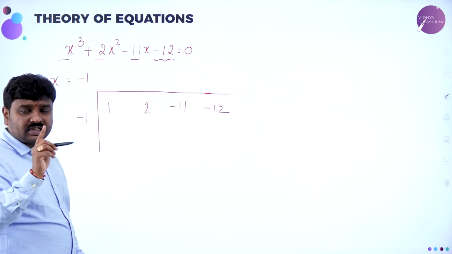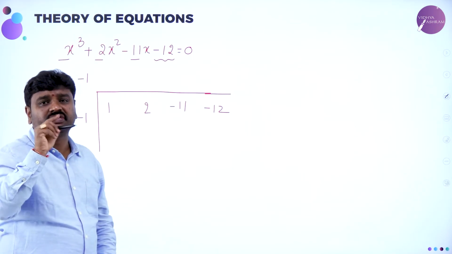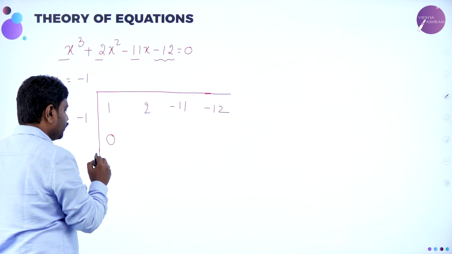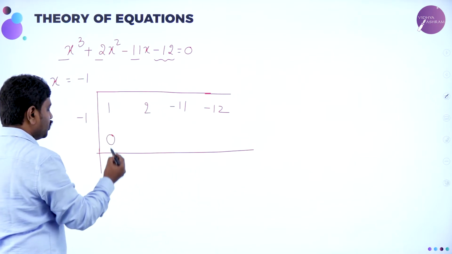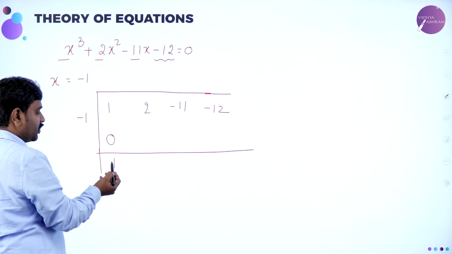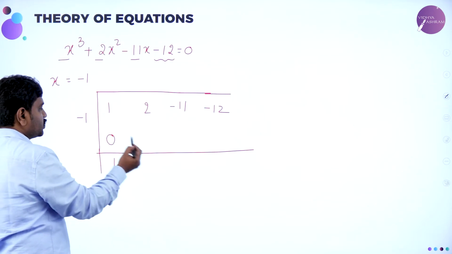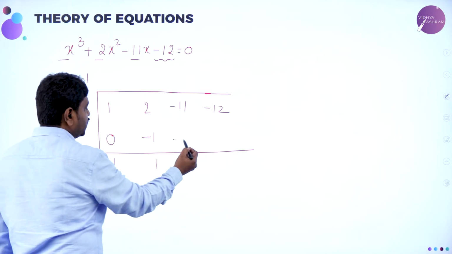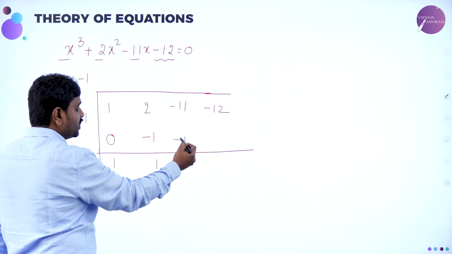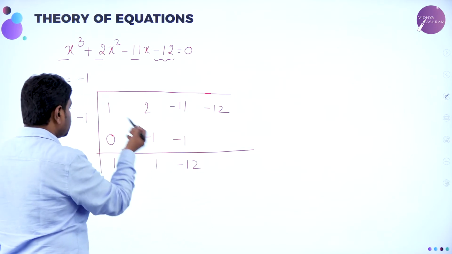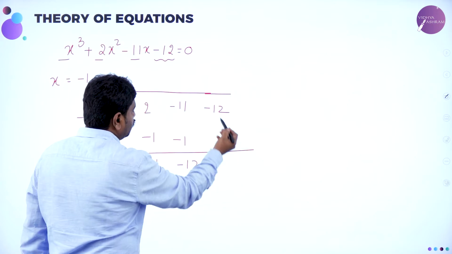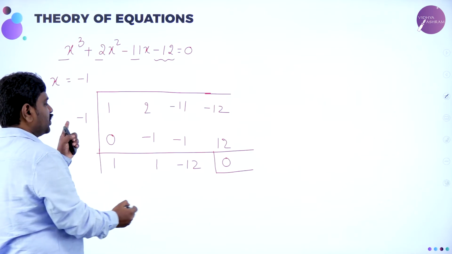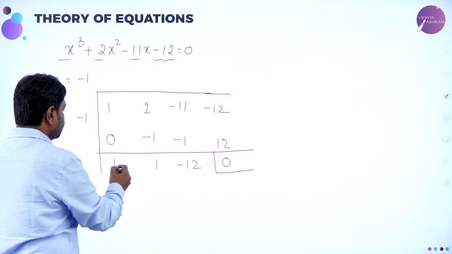Now, always in synthetic division, the first step is add 0 to the first number. The coefficient of x cube is 1. For that you should always add 0 in any problem. So, 1 plus 0 is 1. Now, multiply this by the multiplier. 1 into minus 1 is minus 1. Now, you add 2 plus minus 1 is 1. Again 1 into minus 1, minus 1. Add minus 11 plus minus 1 is minus 12. Multiply, minus into minus plus, 12 ones are 12. Now, minus 12 plus 12 if you do, it will become 0. So, if this is a root, it should give remainder 0. So, we got it.